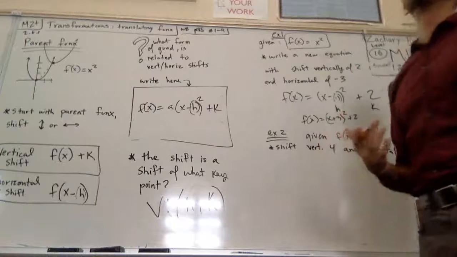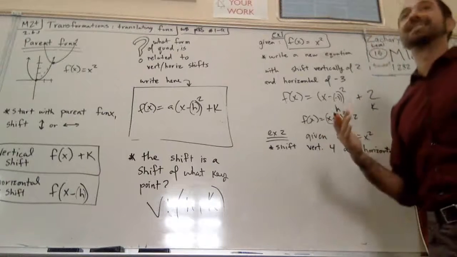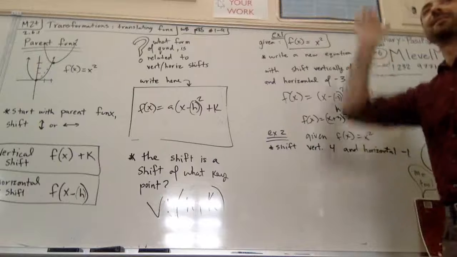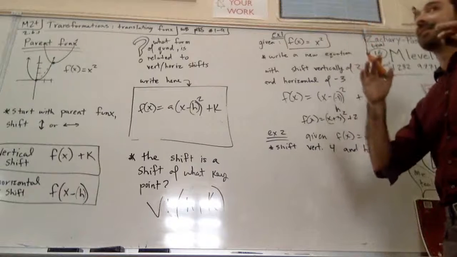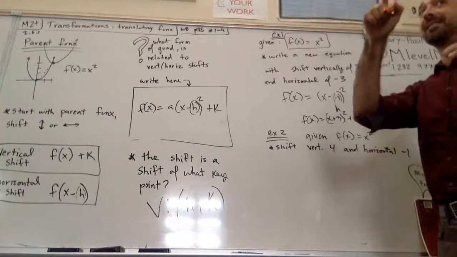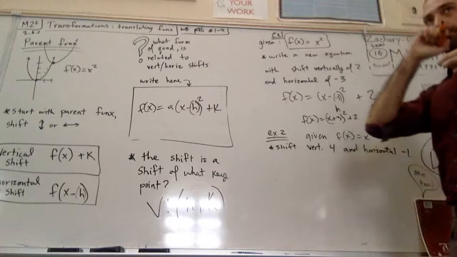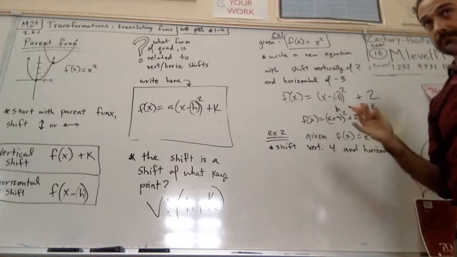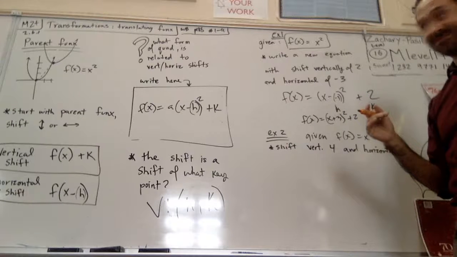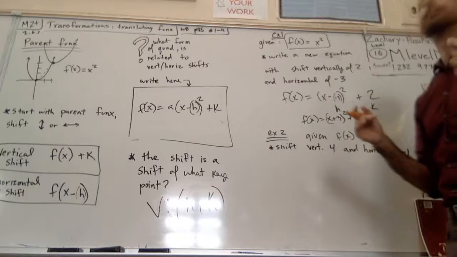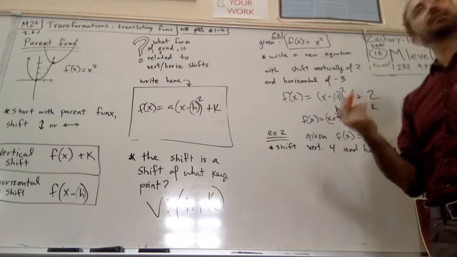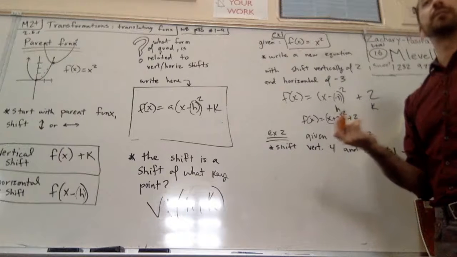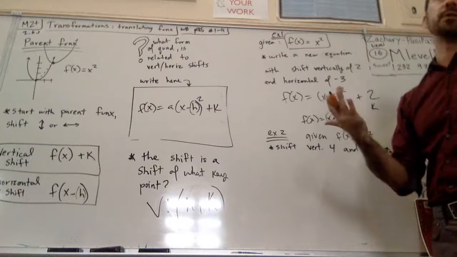Tien has a question, but it keeps going away. There it is. Is the vertex then just the shifts from the parent function? Correct. Yeah. Because any point in relation to the origin is a shift from the origin.